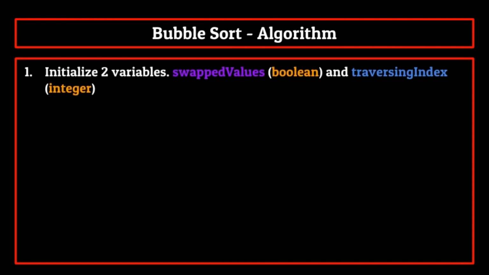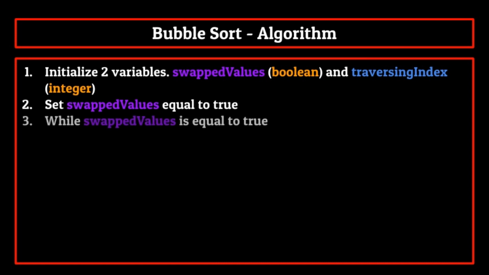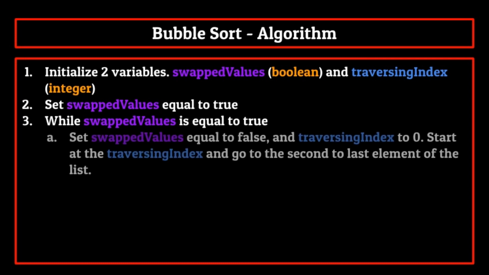To start off, we need two variables: a boolean to store whether or not we swapped values during a particular pass through the list, and also a traversing index. The second step is to set swapped values equal to true. Then, for step 3, we use a while statement and check that while swapped values is equal to true, we enter in a particular loop. At the beginning of this loop, we set swapped values equal to false, and then traversing index equal to 0.